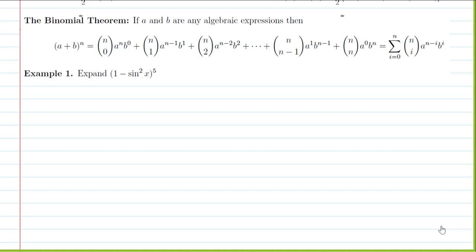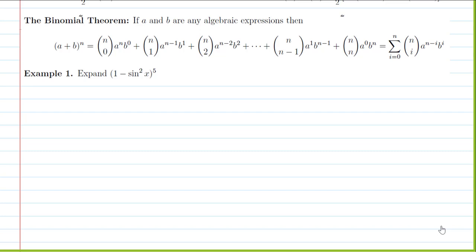Well, it turns out that there is a better way to do this, and it's called the Binomial Theorem. As we see above, to raise a plus b to the nth power, we have a nice formula. We've written it out in the long notation, but it can also be written in sigma notation as the sum as i goes from 0 to n of n choose i, a to the n minus i times b to the i, where n is our exponent.